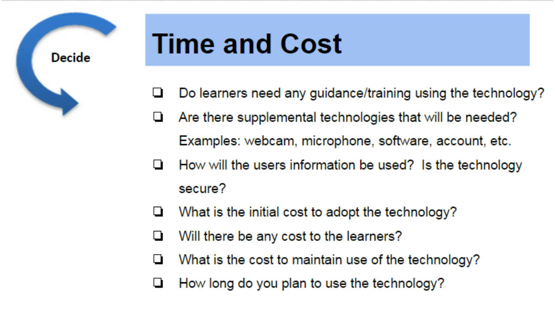Next, how will the learner's information be used? Is the technology secure? This is especially important in education and government positions where material might be confidential. What is the initial cost to adopt the technology? Will there be any cost to learners? If so, you need to let them know this ahead of time. What is the cost to maintain use of the technology? And how long do you plan to use it?